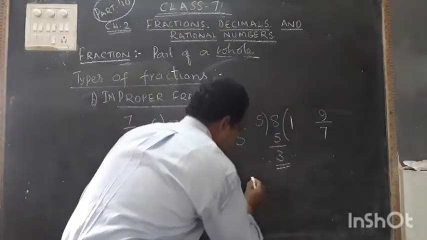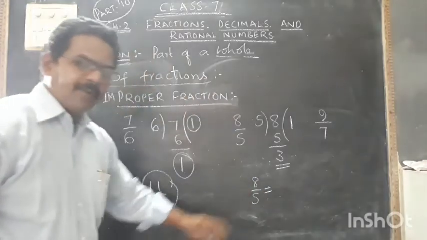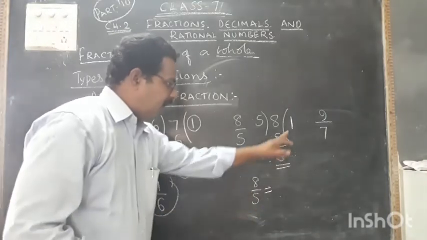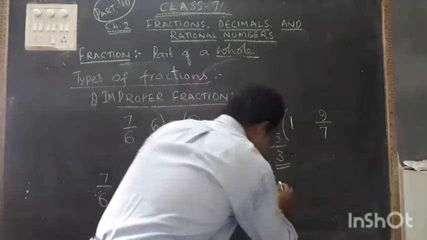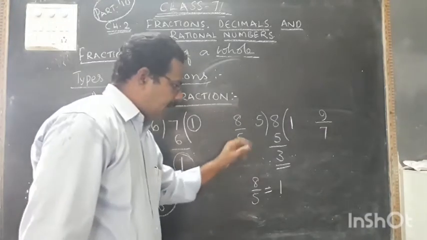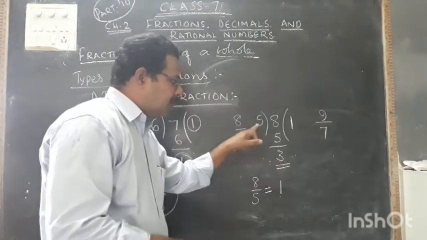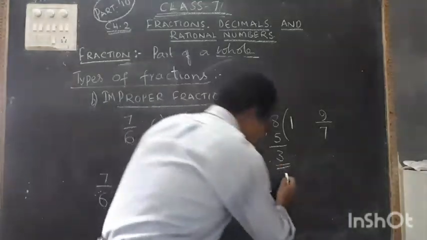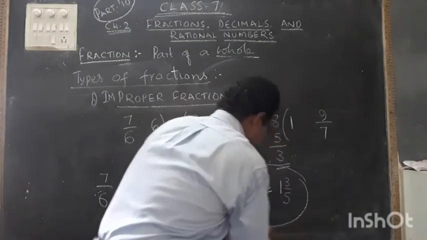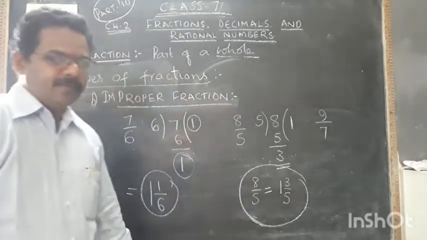Whole part we got. This 8 by 5 is an improper fraction that we are going to convert to a mixed fraction. 8 by 5. 1 is the whole number part, and what is the remainder here? 3 is the remainder. And with which number we divided? 5. So 1 and 3 by 5. Okay. 8 by 5 can be written as 1 and 3 by 5.